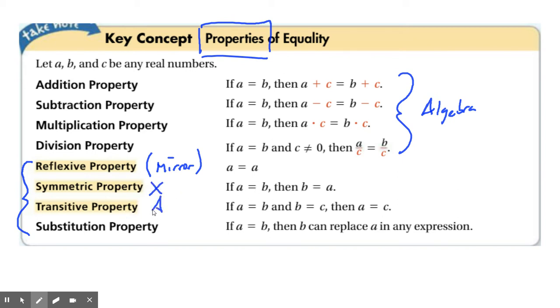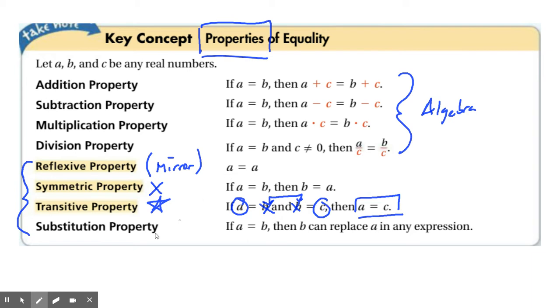The transitive property, I do care about a lot because we use that. Look at the way the transitive property works. So if A equals B and B equals C, then A equals C. What I like to think of is if two things, so A and C, both equal B, so if two things equal the same thing, then those two things equal each other. That's how I think of the transitive property. I also think of this B as the middleman. So we just cut out the middleman and we connect the outside things.